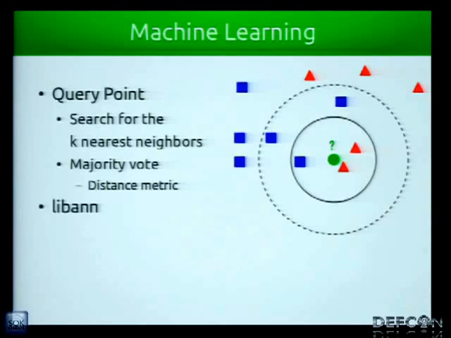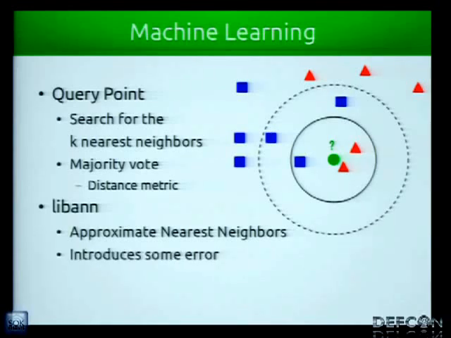We also use a distance metric, like I said. We use libANN to do that, which is the approximate nearest neighbors library. It's approximate nearest neighbors because you introduce a tiny bit of error in the search space, but you get huge performance gains.